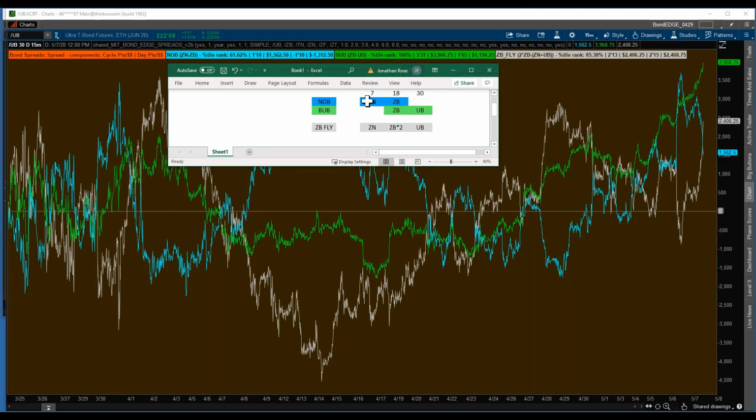The knob plus the bub is the same as ZN all the way out to UB. I don't have that on the chart, but we could put that on the chart. Butterfly is just combining these 2 trades. So what I would suggest when you're using Bond Edge is look at triangles. Find 3 products that are next to each other or close to each other in the yield curve. And that's how we want to look at things.